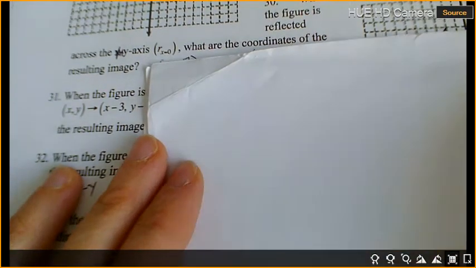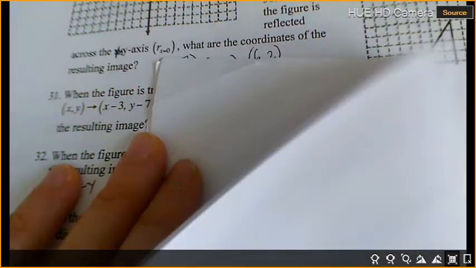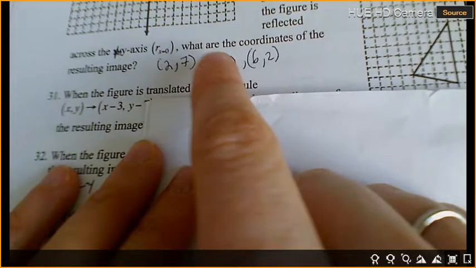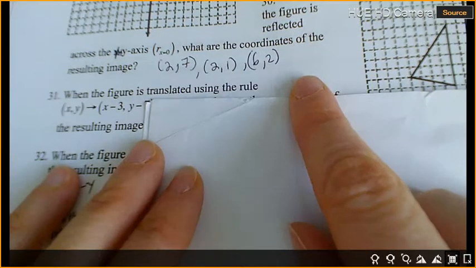Okay? When we reflect across the y-axis, phones down, guys, pay attention, please. When we reflect across the y-axis, the y value doesn't change, but the x sign changes. So in this case, because we're looking at this picture right here next to it, we go to 2, 7, 2, 1, and 6, 2.